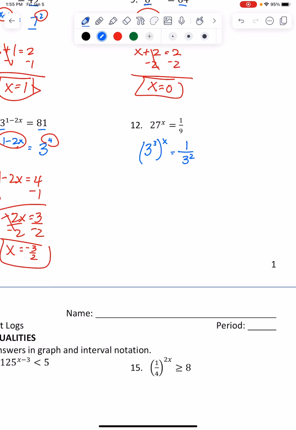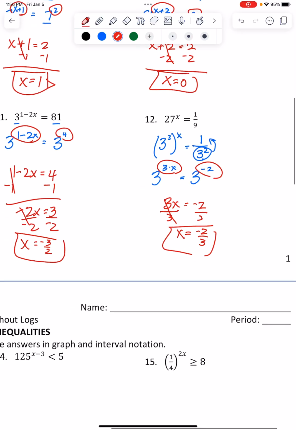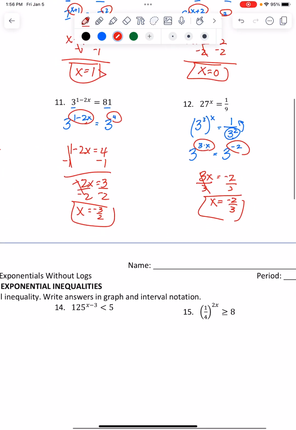Over here on the left side, we have a power to a power. So we're going to multiply those powers, 3 times x. And on the right side, we want base 3, not base 1/3. So we've got to take this guy and shift it up, which is going to change that sign to -2. And now our bases, they're the same, so our exponents have to be equal. So 3x equals -2 divided by 3. X is -2/3. Okay? So to solve these, again, our goal is to make the base on both sides the same. That's what we're trying to do, all right?